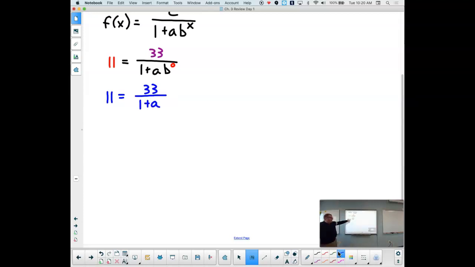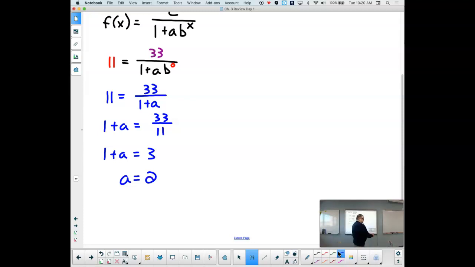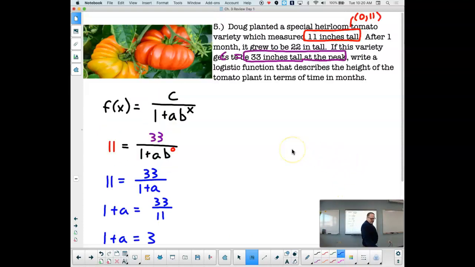Now I can flip-flop that 11 and that 1 plus a. It's a math trick. I'd multiply both sides by 1 plus a, then divide both sides by 11. So I get 1 plus a equals 33 over 11, or just 3. Subtract 1 from both sides, and a is 2. Love it so far.